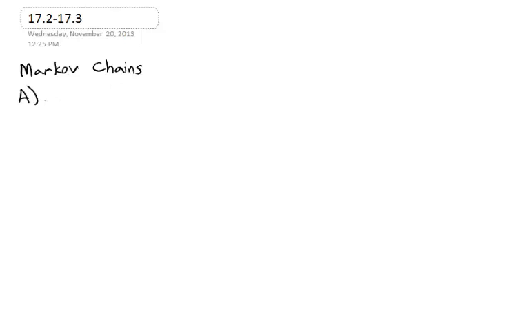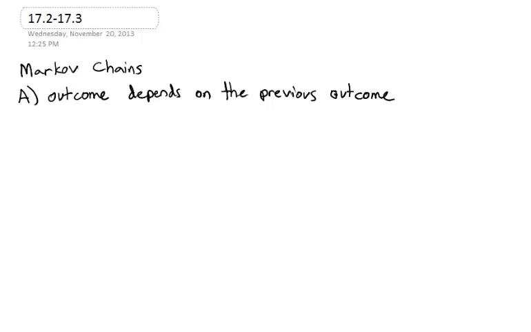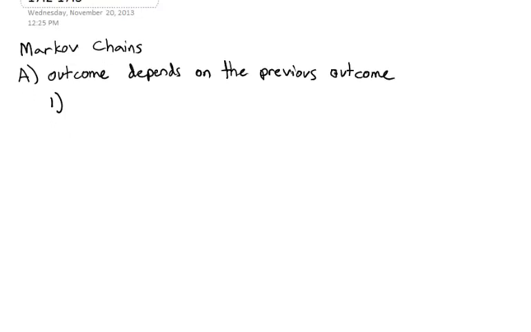Now, a Markov chain is a sequence where an outcome depends on the previous outcome. It's almost as if to say we have a chain of events, that every result is a result of the previous result, which is a result of the previous result. So let me just set up an example of what we mean by this.